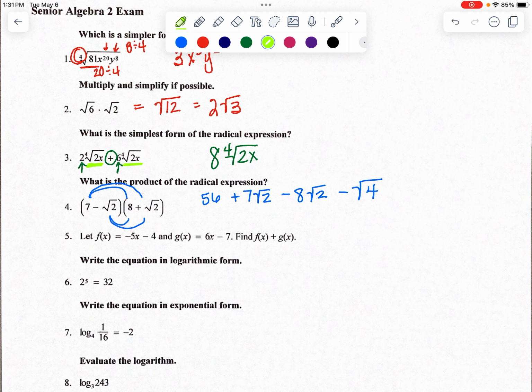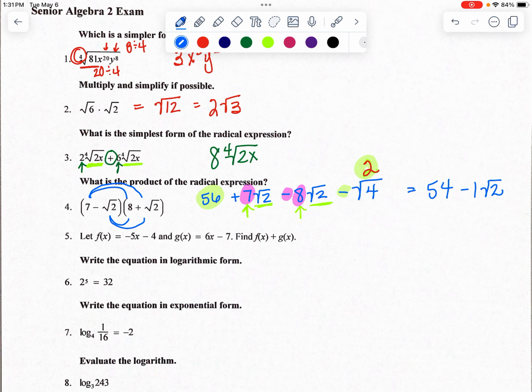So a couple of things. First of all, I know that the square root of 4 is 2. And on this one, kind of like number 3, since these are both the square root of 2, I know I can combine the 7 and 8. So 56 minus 2, I'm going to combine those. Write that 2 so you can actually see it. And then I'm also going to combine 7 minus 8, okay? So let's write down the answer. 56 minus 2 is 54. And then 7 minus 8 is negative 1, so negative 1 square root of 2.